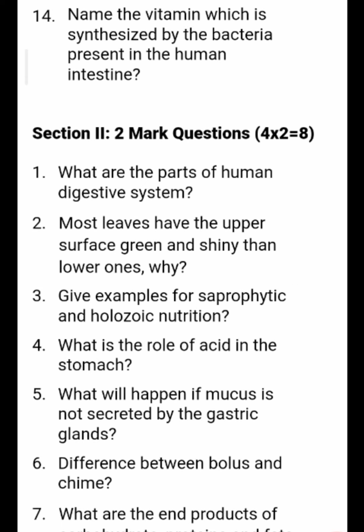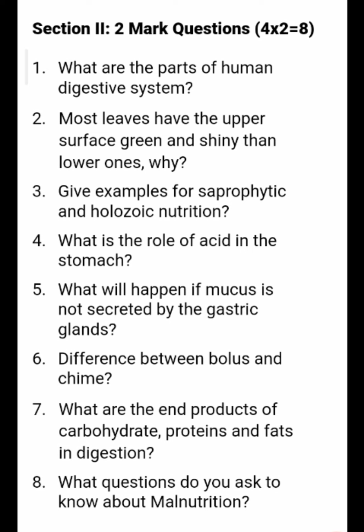2 marks questions. What are the parts of the human digestive system? Most leaves have the upper surface green and shiny, and the lower ones white. Give examples for saprophytic and holozoic nutrition. What is the role of acid in the stomach?